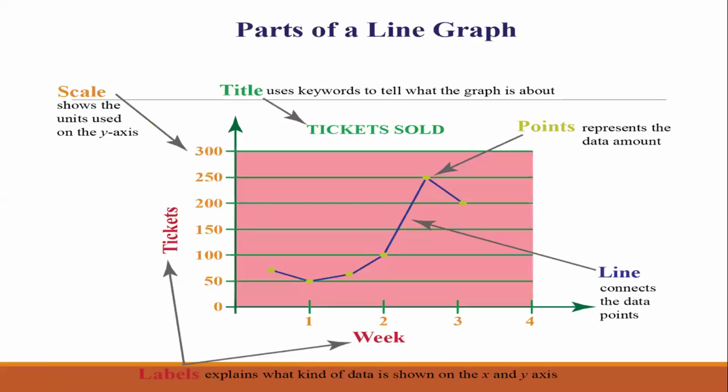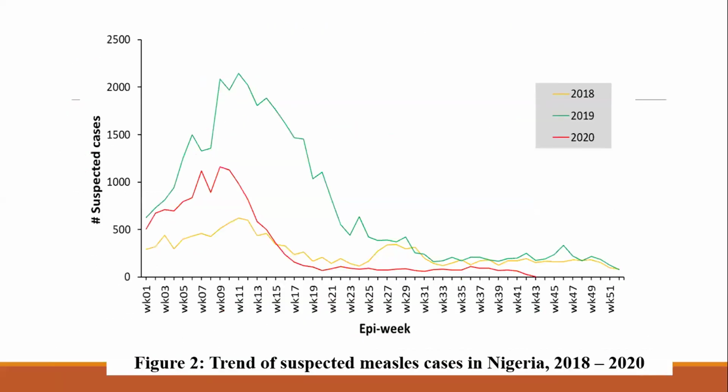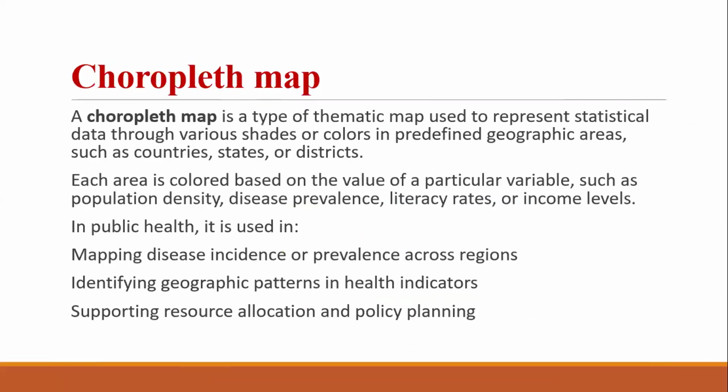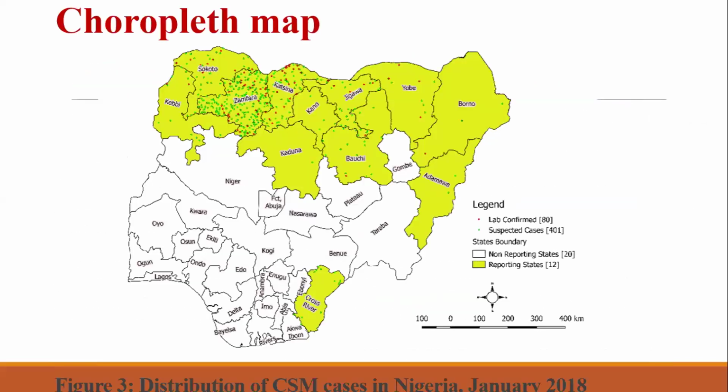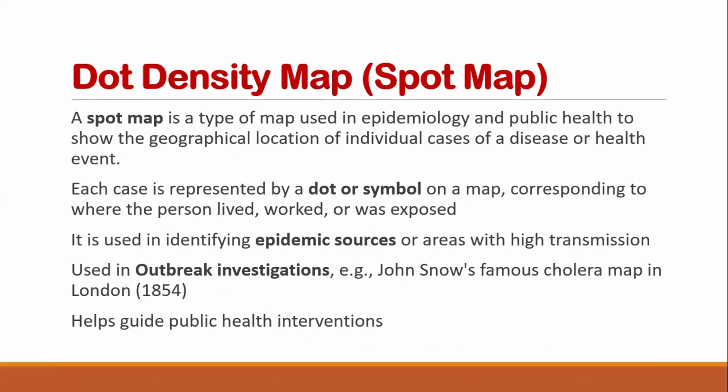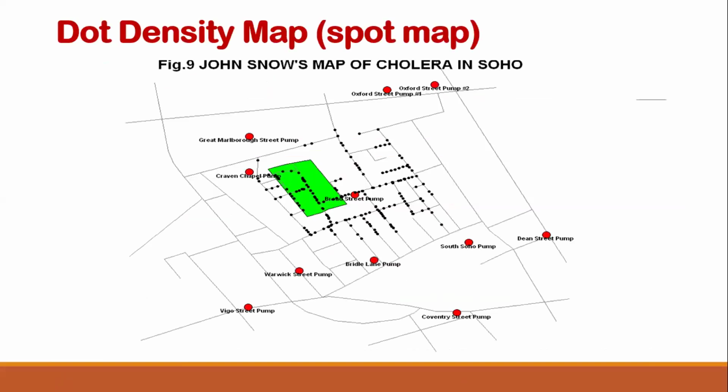Line graph. These are the properties of line graphs. Map. Then this is map presentation. Dot density or spot map. Yeah, I think that is all about data presentation for me.